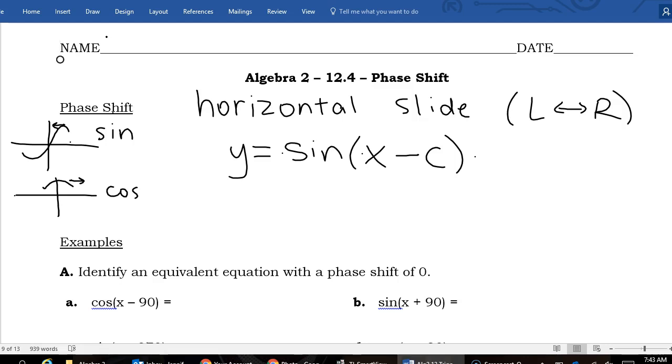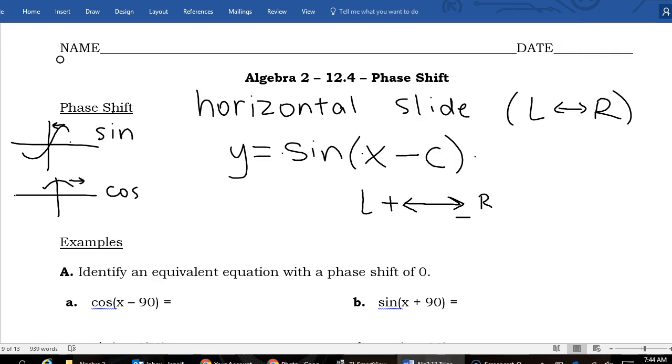It's backwards from what you would expect. So if you have a minus number in that parentheses, it's going to slide your whole graph to the right. And if you have a plus number in that parentheses, it's going to slide your whole graph to the left. So we would expect positives on the right and negatives on the left because that's how we graph on our x-axis, but the parameter in the parentheses actually makes it go backwards from what you would expect.